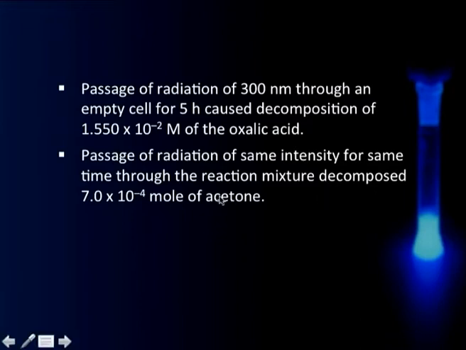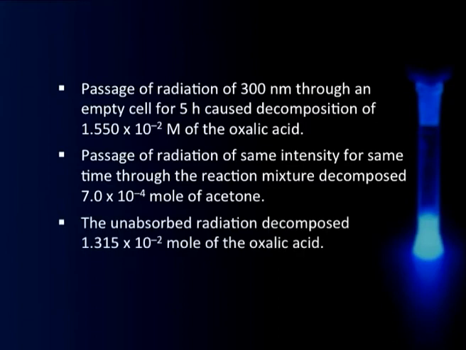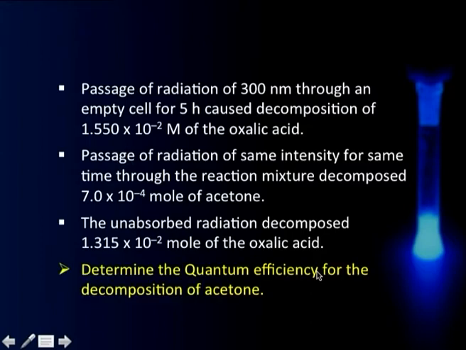We found that by this radiation passing through the system, 7 × 10⁻⁴ moles of acetone were decomposed. Accompanying this, the unabsorbed radiation, that means the radiation which was not absorbed by the system but was made to pass through and was picked up by the actinometer, decomposed 1.315 × 10⁻² moles of oxalic acid. So, that is the data. With that data, we are supposed to find out the quantum efficiency or quantum yield for the decomposition of acetone. That is the numerical problem we are trying to talk about.